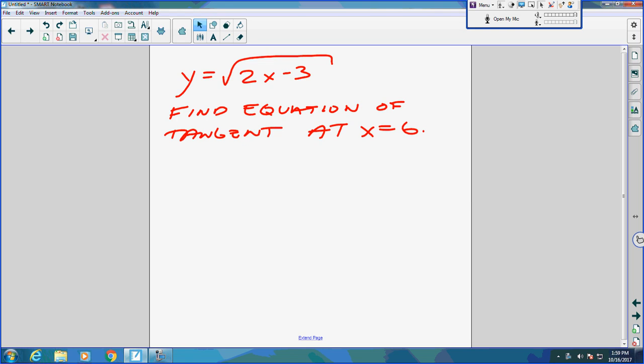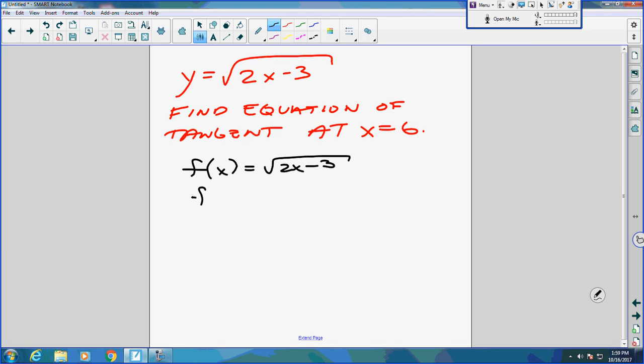Recall that you need two things. You need slope and a point. The slope is the instantaneous rate of change at 6. And then we need the point at 6. So the first thing I'm going to do with this, everybody, is I'm going to take 1 second and find the point. You guys agree? We need this.